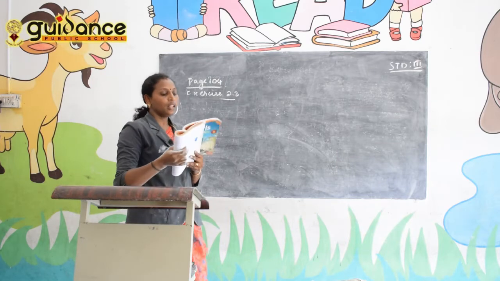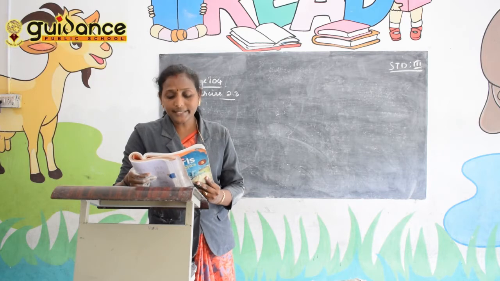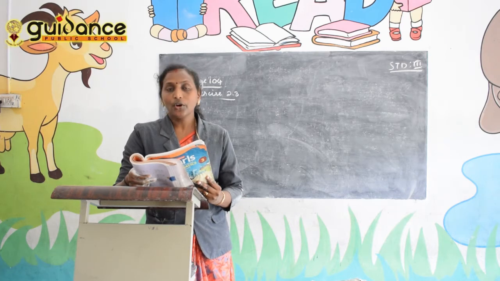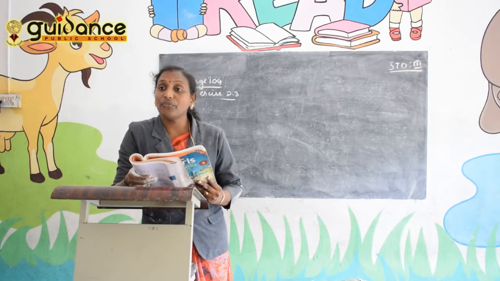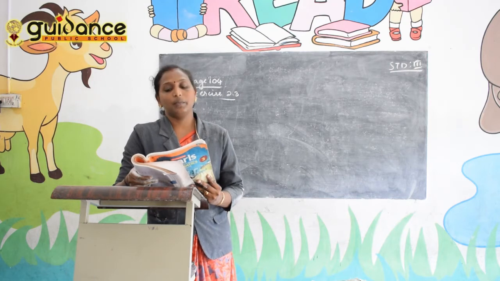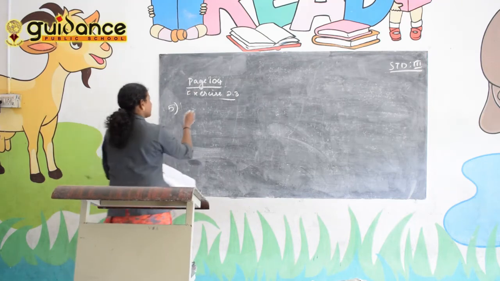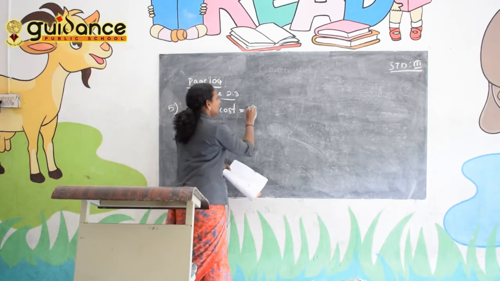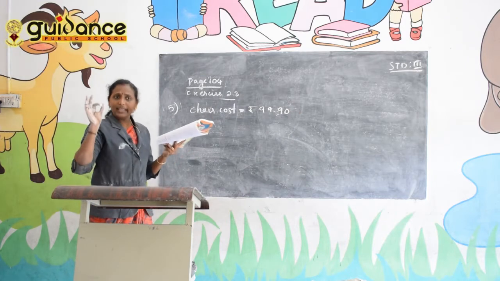So what is the question? The table costs rupees 175 rupees 80 paise more than a chair. The chair costs rupees 99 rupees 90 paise. What is the cost of a table? That is the question. The chair cost is given. What is the chair cost? The chair cost is equal to 99 rupees 90 paise.